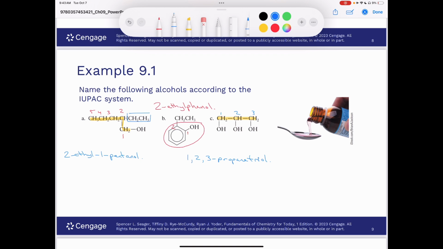And I should point out that this last compound actually has a common name too, which is glycerol, which has many uses. Glycerol comes from the hydrolysis of fat. But anyhow, the reason they showed some cough syrup on here, so this is supposed to be cough syrup being poured into the spoon, is because glycerol is found in cough syrups.